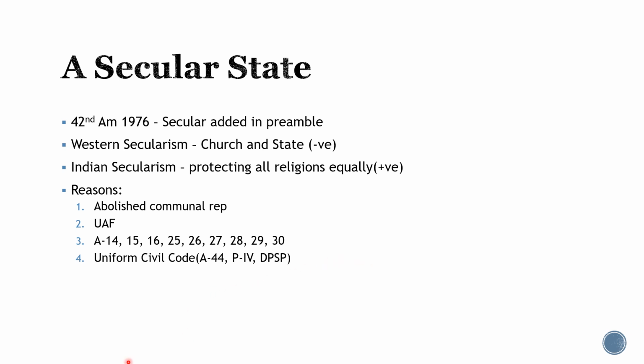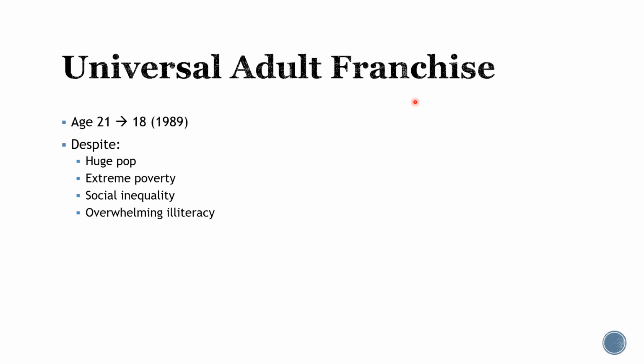So, we have universal adult franchise. Already talked about this. The age used to be 21, but after 1989, the age was decreased to 18. Every person above the age of 18 has the right to vote. So, despite the huge population and extreme poverty, social inequality, and overwhelming illiteracy, we were able to adopt universal adult franchise, which is a great deal in itself.